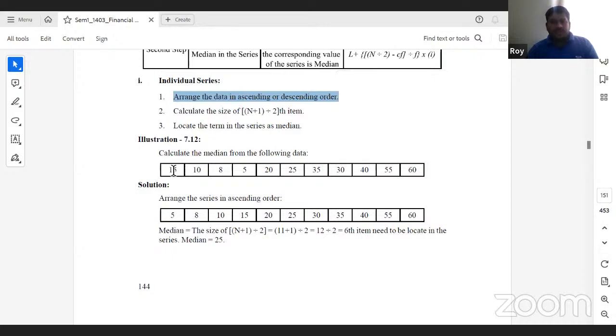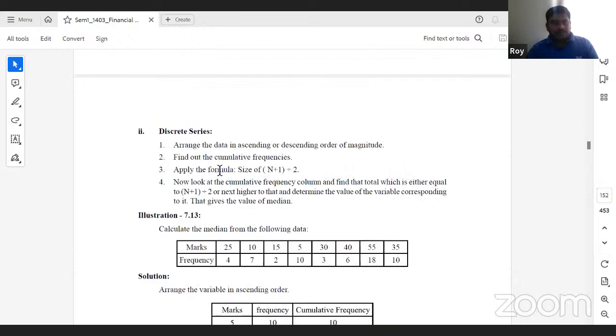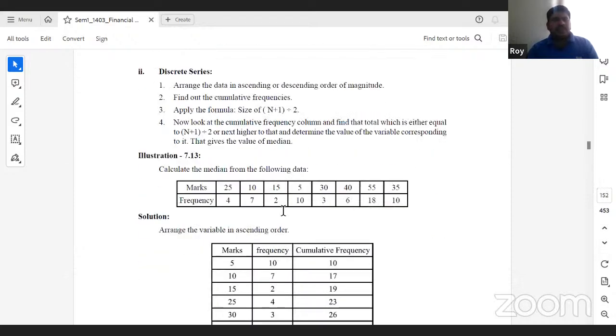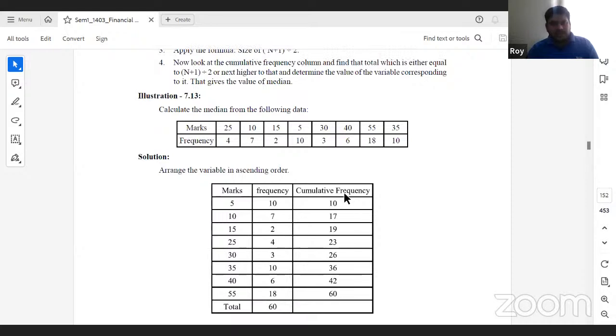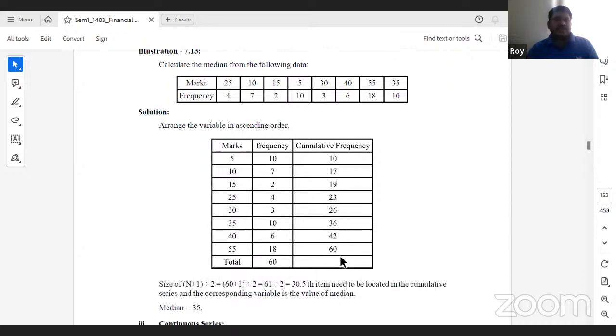See this? There are different numbers here. We don't know what kind of data it is, but different numbers are there. They went for the ascending order, small to big, right? Here also, first they need to arrange the numbers in ascending order. So this is the frequency. Marks are arranged in ascending order. As per the frequency, they have calculated this. Now they have calculated the cumulative frequency, 60.